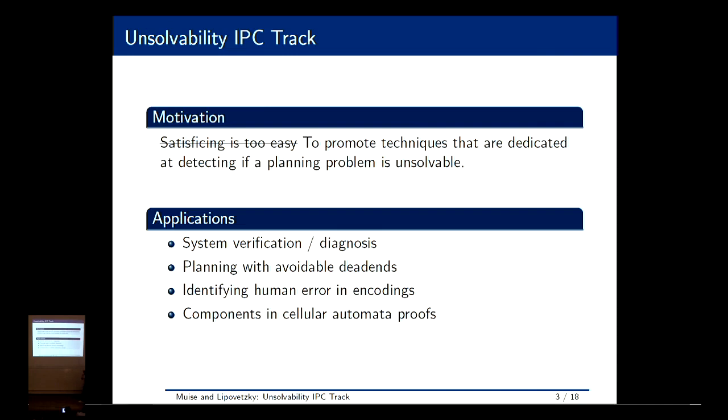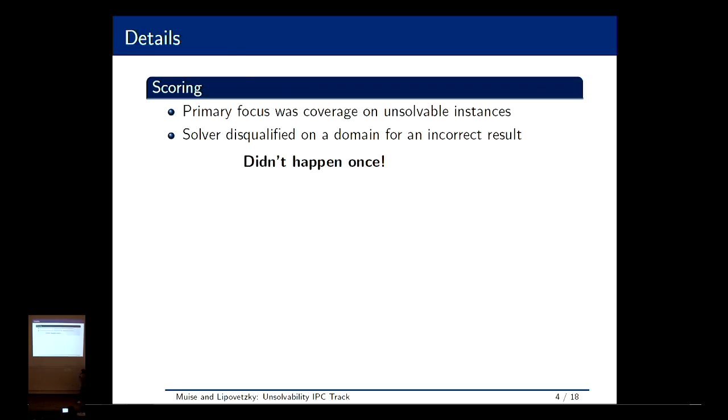So the motivation for the unsolvability track, primarily it's to promote techniques that are dedicated at if a planning problem is unsolvable, and this is important in a variety of different areas: system verification, diagnosis, planning with avoidable dead ends. I think what we've noticed most importantly in the last few weeks actually is identifying human errors in models as a knowledge acquisition tool, or a knowledge engineering tool. This can be very, very useful. Components and cellular automata proofs, this is a relic from last year. We didn't actually use any of those domains.